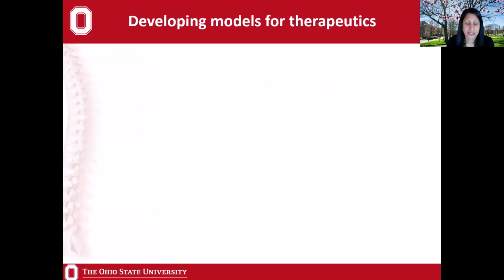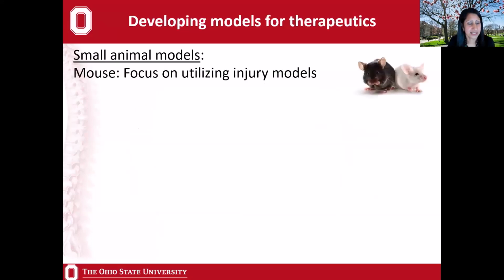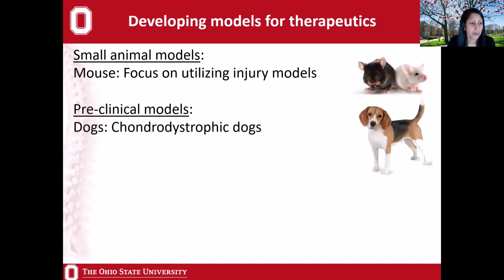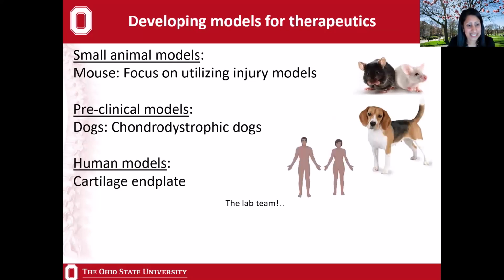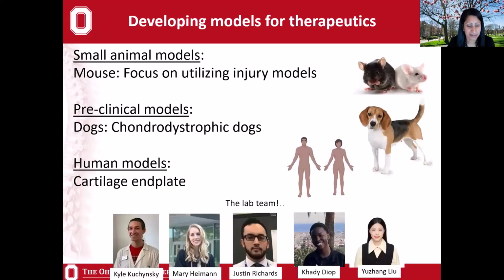So, developing models for therapeutics. What we're going to cover are small animal models used in disc research, so the mouse model, focusing on injury models. We're then going to talk about preclinical models, and a major focus for us is using chondrodystrophic dogs. Last but not least, I'll talk a little bit about some of the human tissue and human cell research that we're doing in the lab. And as I mentioned, it really does take a village, and it's really the hard work of the students and staff in the lab that drives a lot of these projects.